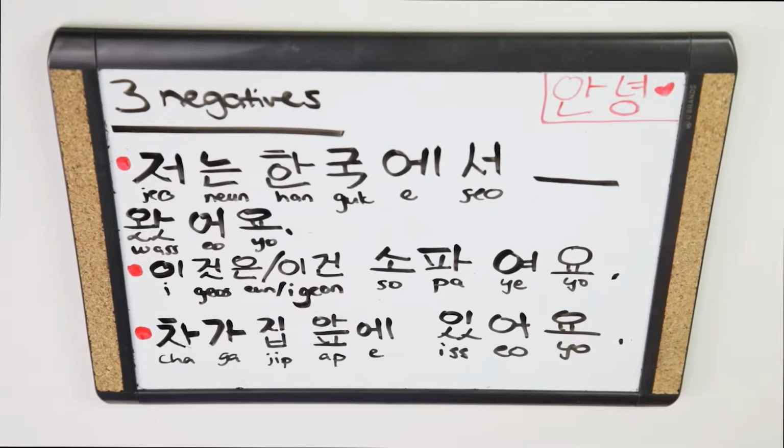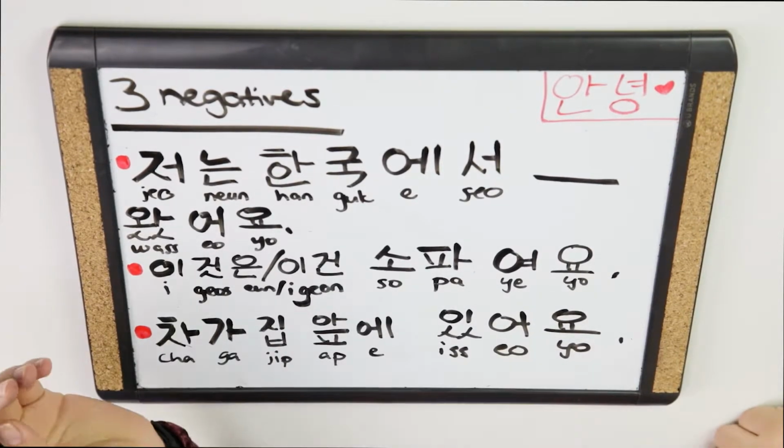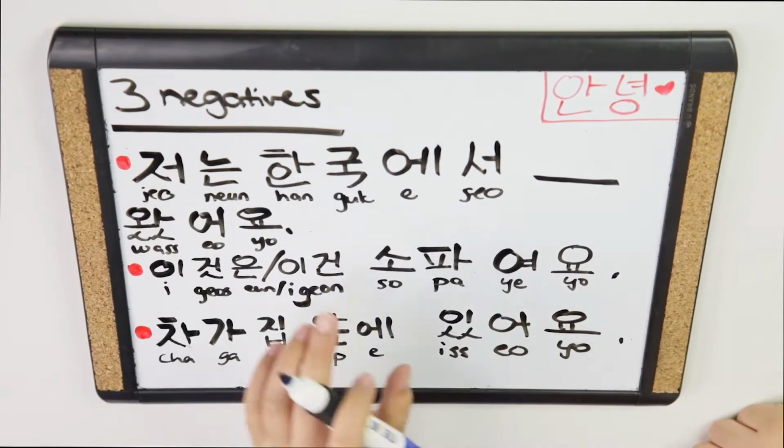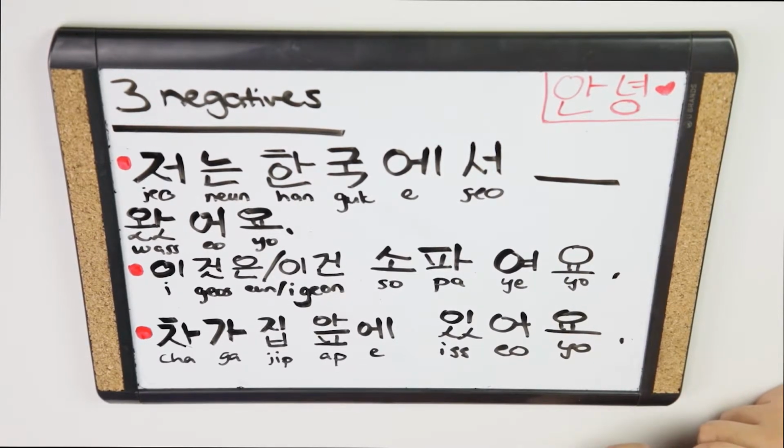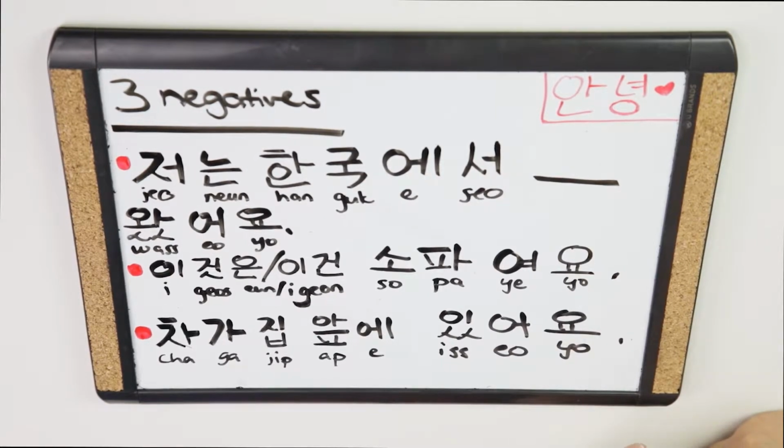So here we have our three negatives in three different example questions or statements. So let's start with the first one. So here we have 저는 한국에... let me start over. 저는 한국에서 okay. 저는 한국에서 왔어요. So we have our three negatives right here in three different examples. Let's go over them one by one.